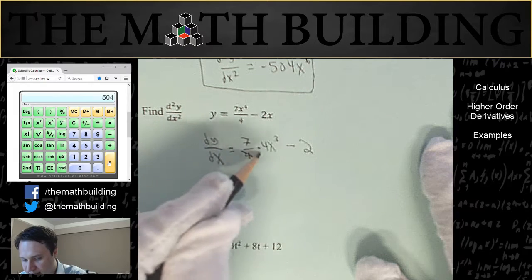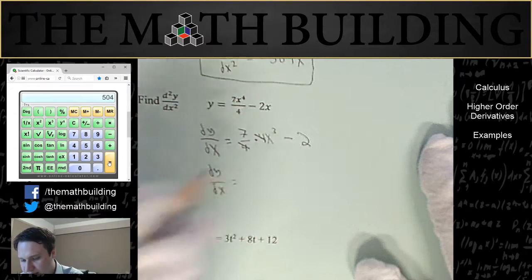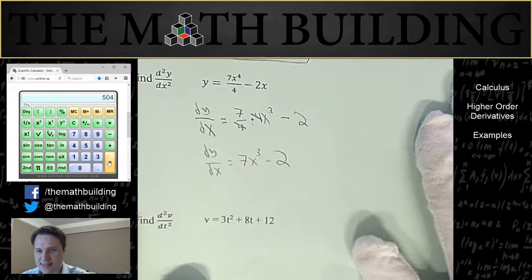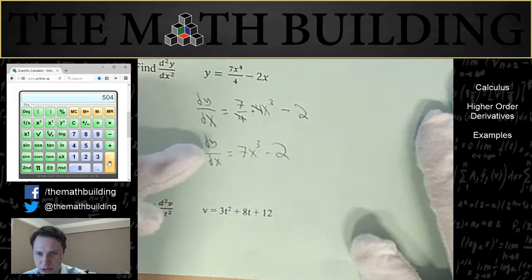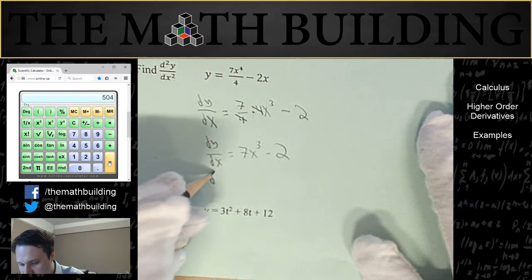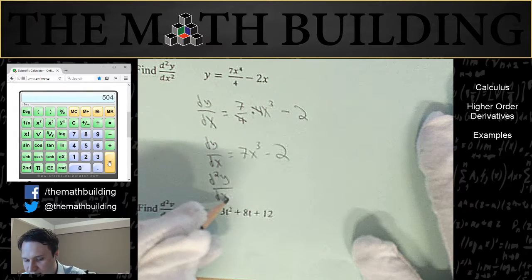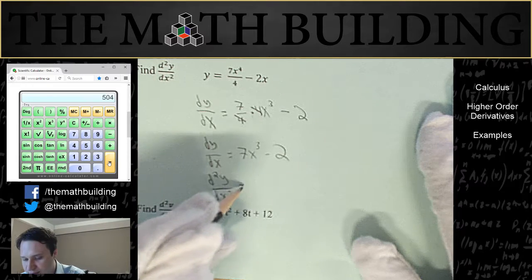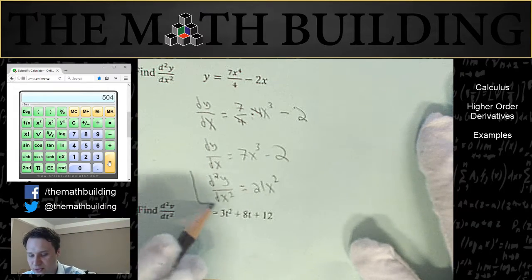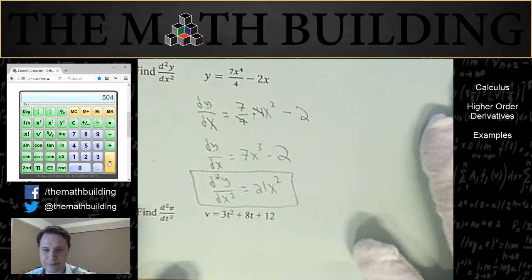Alrighty then, so that 4 is going to cancel with the 4, so just to simplify that a bit, that's going to be 7x to the 3 minus 2. And so I didn't take the derivative there, I just simplified. So now we're going to find the second derivative. So d squared, it's not really squared, d to the 2y over dx to the 2. So for the second derivative, we're going to get 21x squared, and the negative 2 goes away. So there is your second derivative.